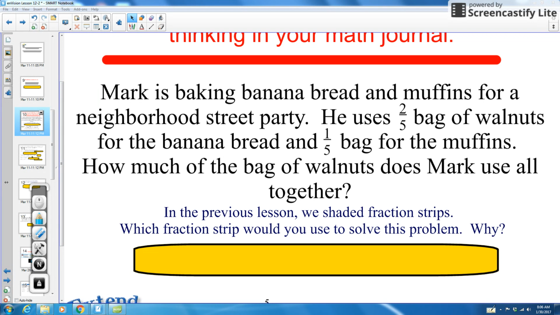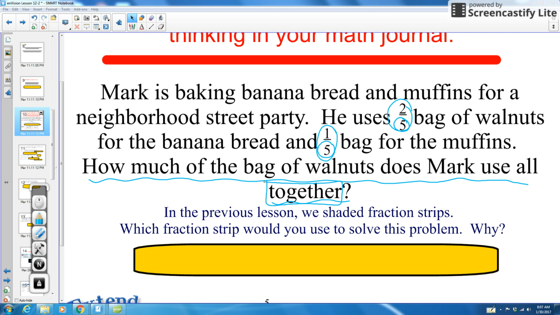Because remember on the last screen, I said I wanted you to think what part of the fraction was I using to help me. At the beginning of the lesson, I said the denominators will never change. So in this case, my denominators are 5. So my final answer should end with a denominator of 5. Okay, so knowing that he's using this part of the bag for walnuts, this part of the bag for the muffins, they want to know how much of that bag did he use for those two recipes together.